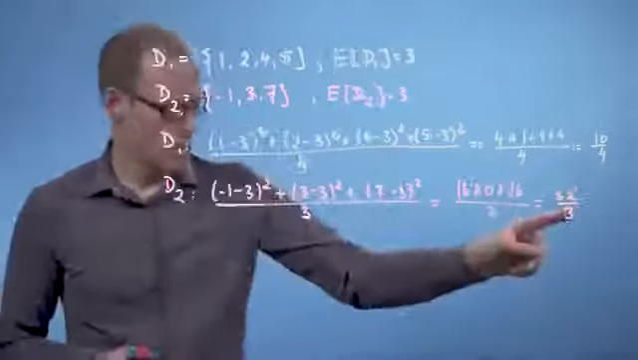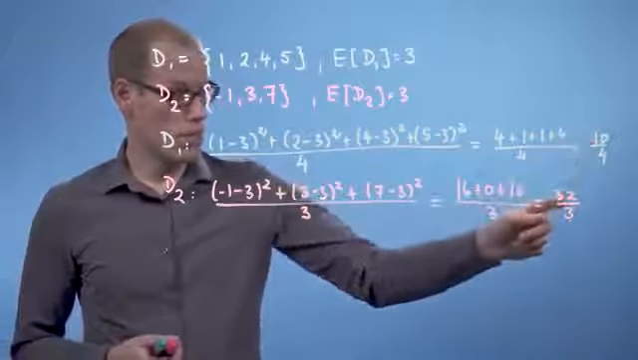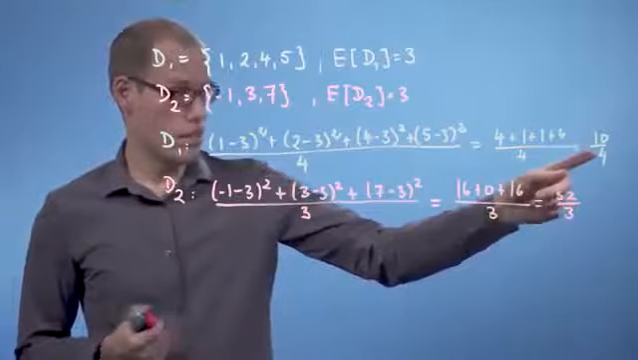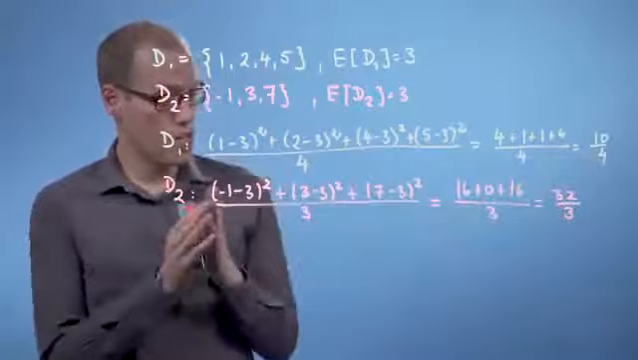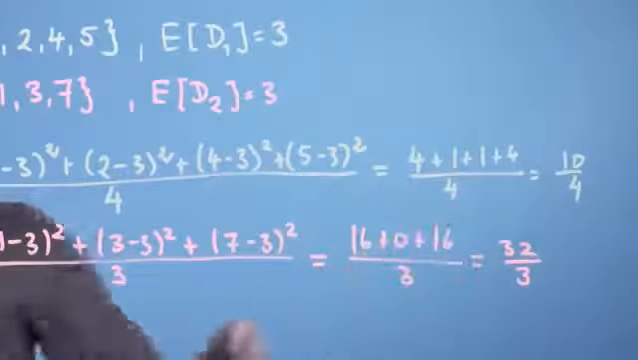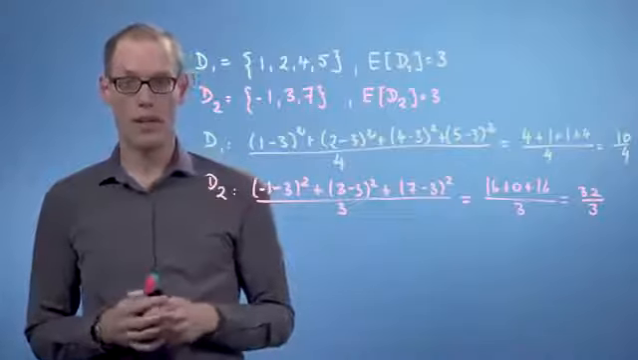So now this number is bigger than this number, which means that the average squared distance of D2 from the mean value is bigger than the average squared distance of D1 from the mean value, which indicates that the spread of the data is higher in D2 than in D1. So what we have done can be formalized.